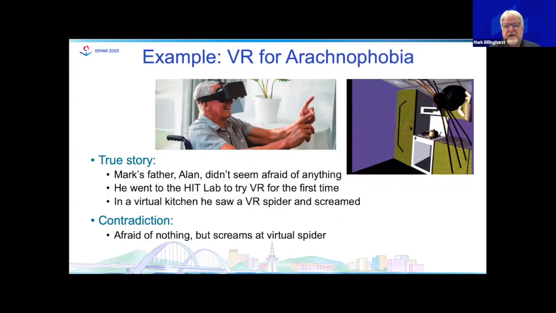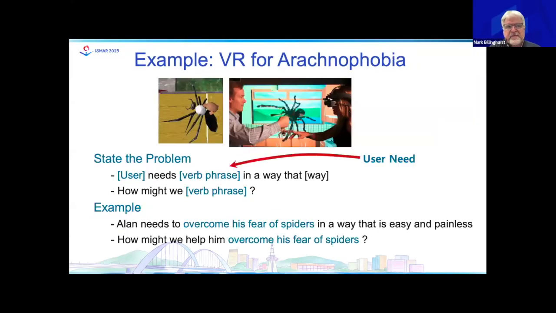As an example of that, my father, when he came and visited me at my VR lab, always seemed like he wasn't afraid of anything. But when he tried a VR environment that had a virtual spider in it, he got very scared, started screaming, and asked to jump out of the VR. So it's kind of a contradiction. He was a man who seemed to me to be afraid of nothing, but when he saw a virtual spider, he got very afraid. Can you go to the next slide as well?